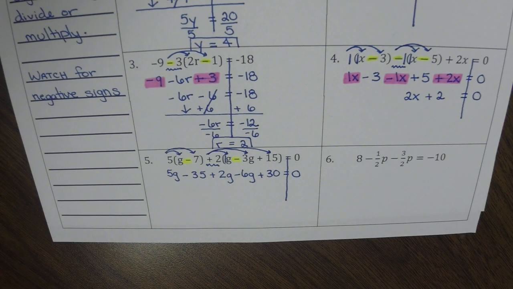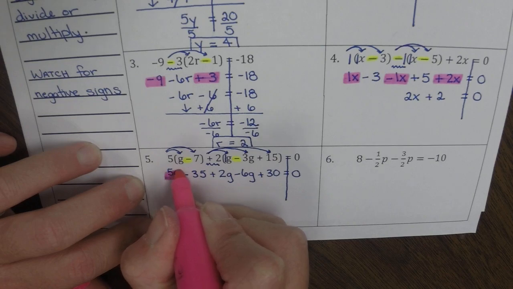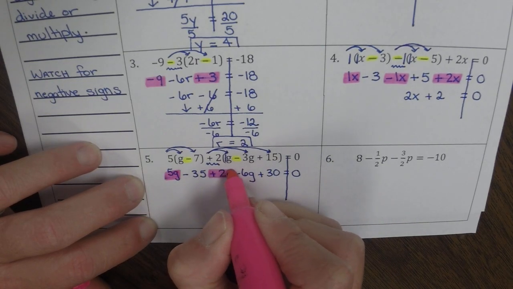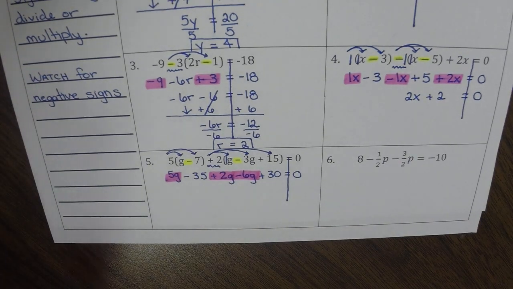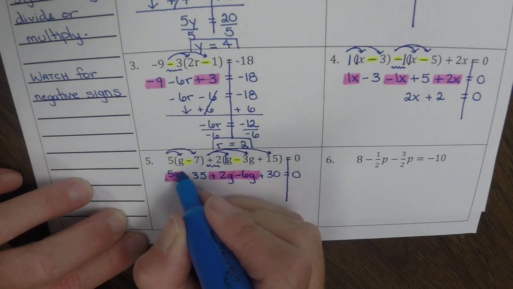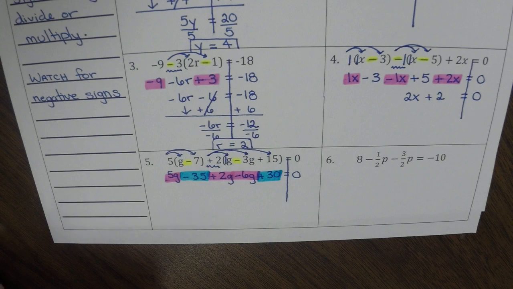So I'm going to highlight, but now I want you guys to actually combine your like terms. So I have the 5g that would go with the positive 2g and the -6g. And then I have a -35 that should go with a positive 30. So I want to see if you guys can finish that one out and solve.